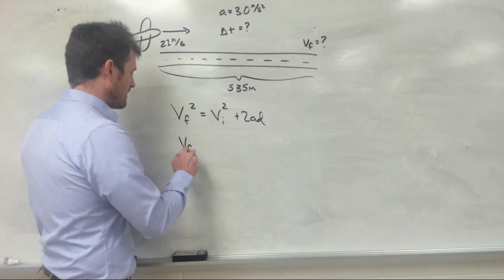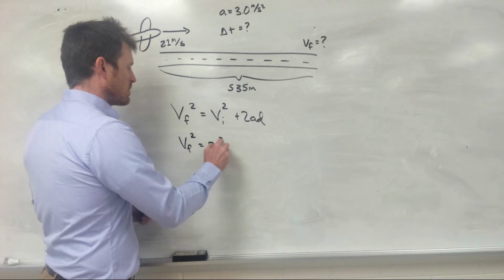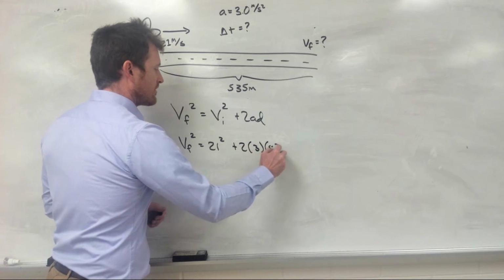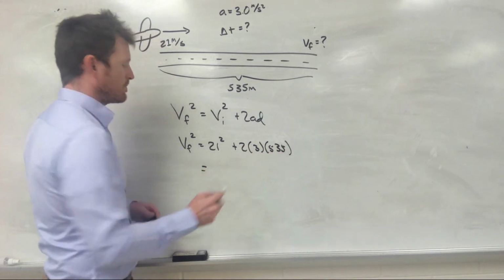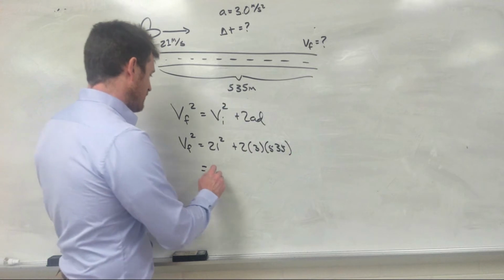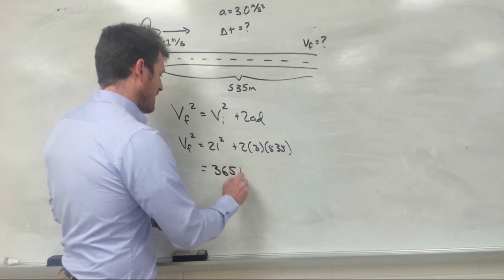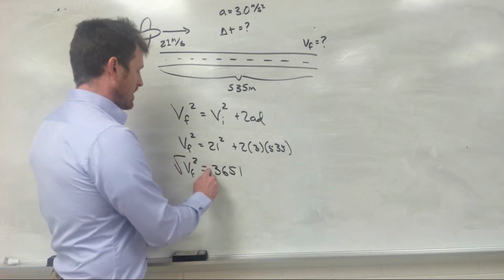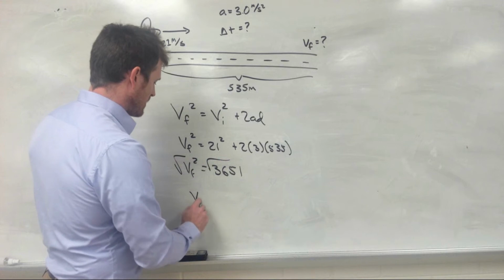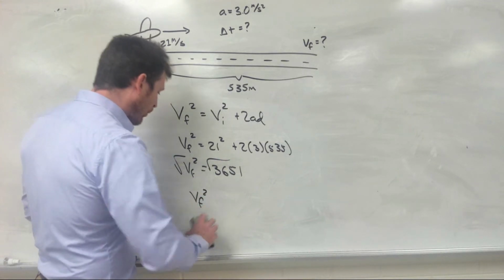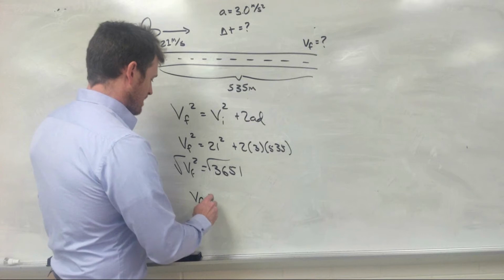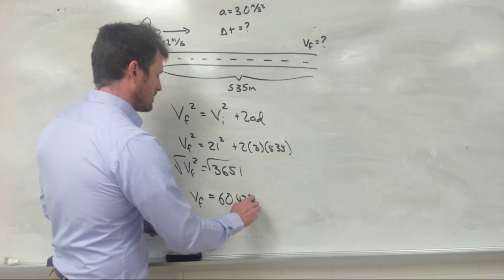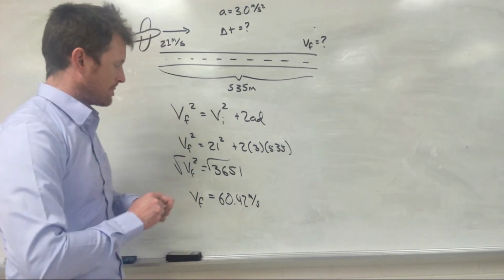So we have Vf squared equals 21 squared plus 2 times 3 times 535. Now if we punch this into our calculator, we end up with 3651 equals final velocity squared. Now, if I take the square root of both sides, we end up with final velocity equals 60.42 meters per second. Okay?